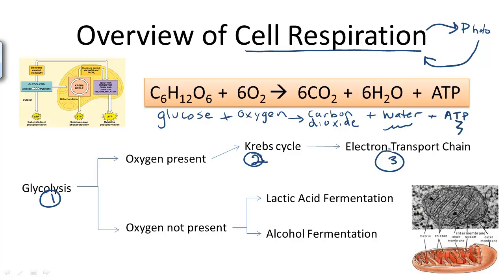If oxygen is not present, this is called an anaerobic process. Let's indicate that here. If oxygen is present, it is called aerobic respiration, and if oxygen is absent, it is called anaerobic. This is also called fermentation. So if oxygen is not present, there are 2 types of fermentation: lactic acid fermentation and alcohol fermentation. We will go into further depth about each of these steps outlined below in other videos.